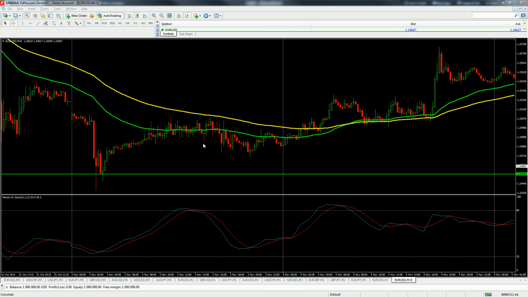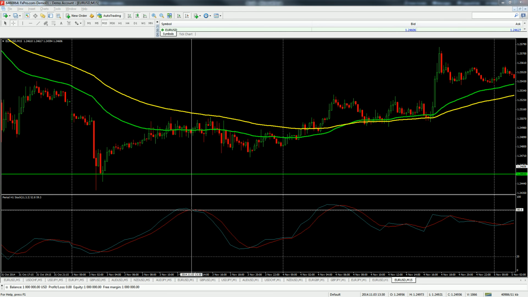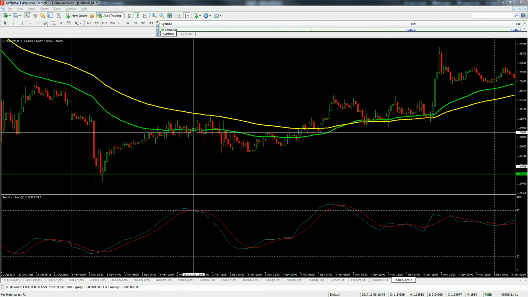So for example, let's say this crossed over and you took a trade at this green candle. Your stop loss, this is at 12495. So let's say you took the trade.